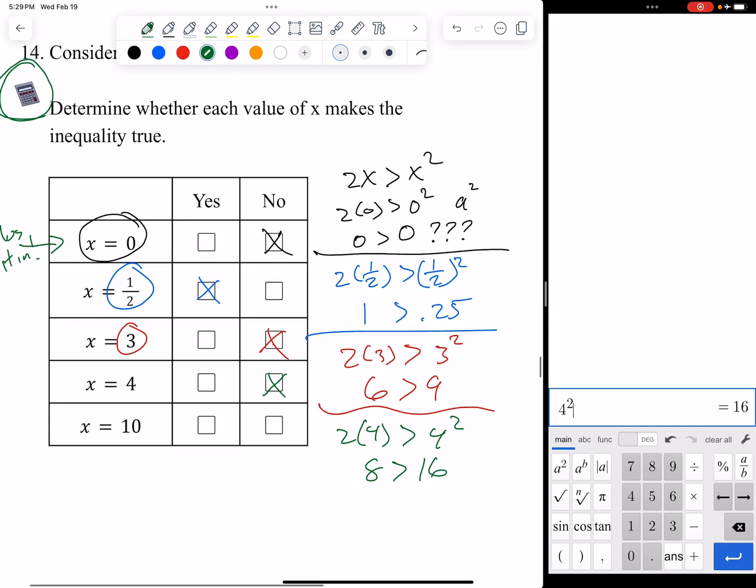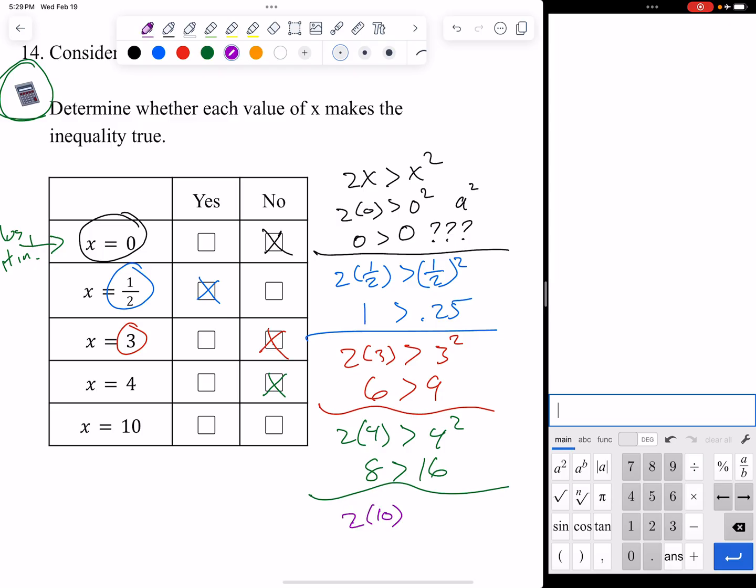And finally, the last one. I got 2 times 10 is bigger than 10 squared. So 2 times 10 is 20. Is 20 bigger than 10 to the power of 2? No.